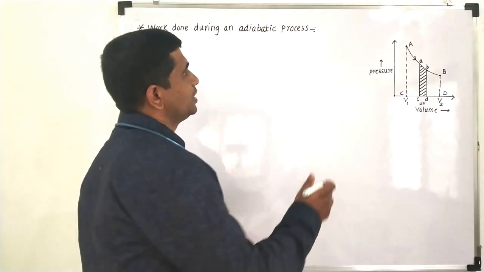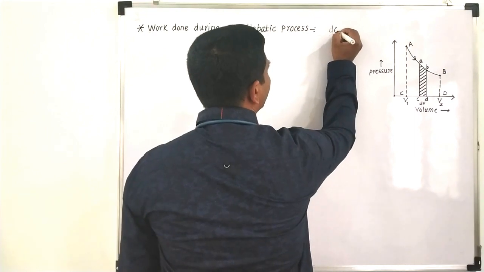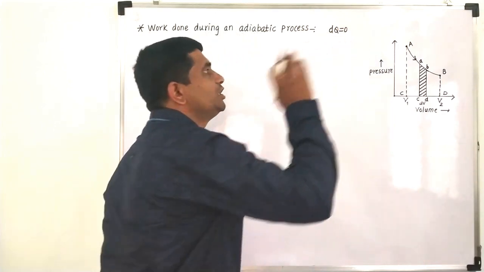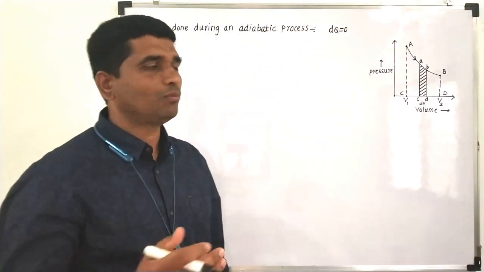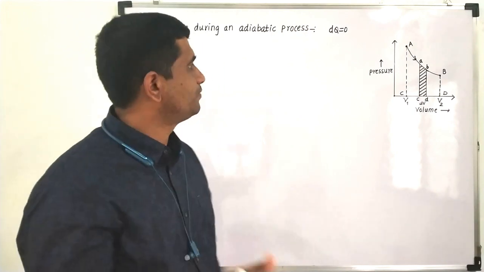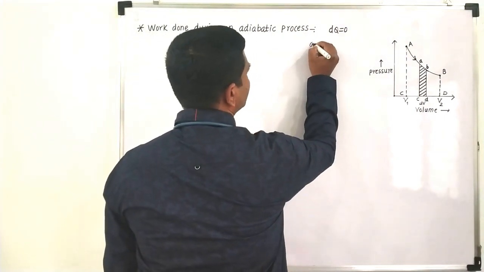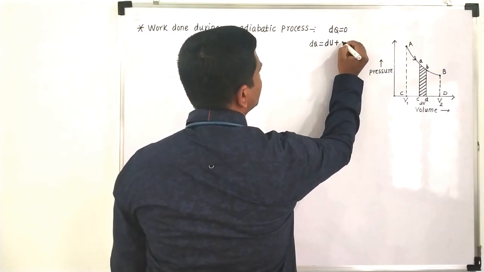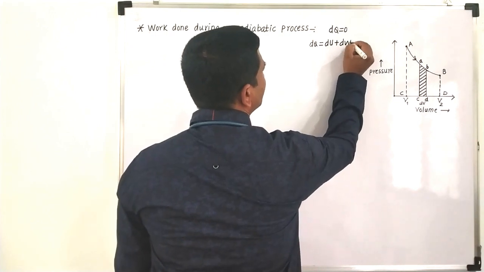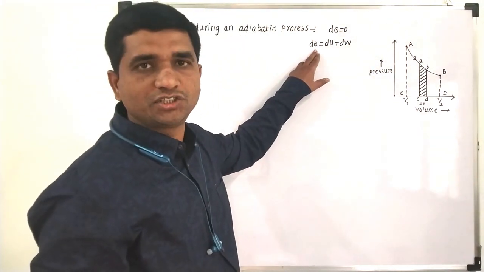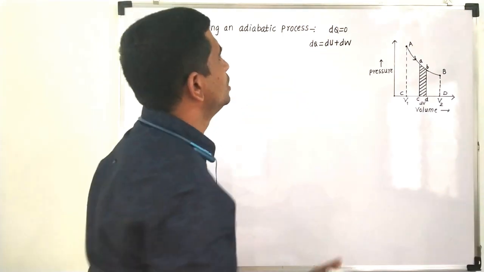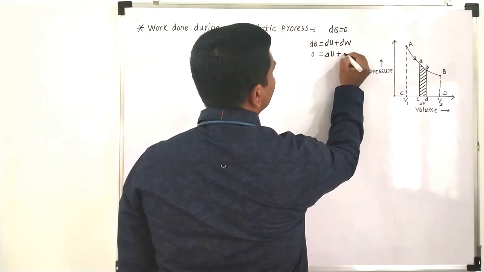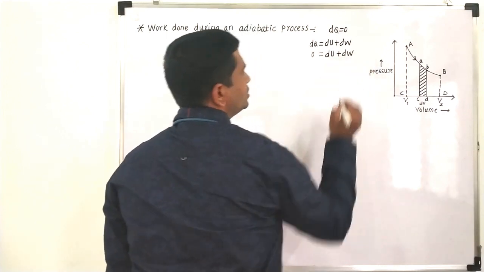So the net total heat change during this process, dq, is equal to 0. If I want to get the work done during this process, I apply the first law of thermodynamics, which is dq is equal to du plus dw. As the amount of heat exchange between the system and surrounding is 0, from this we get the relation 0 is equal to du plus dw. We get the relation du plus dw is equal to 0.